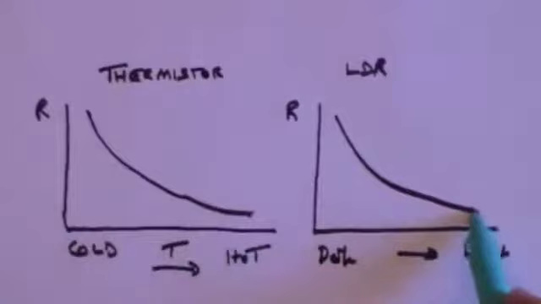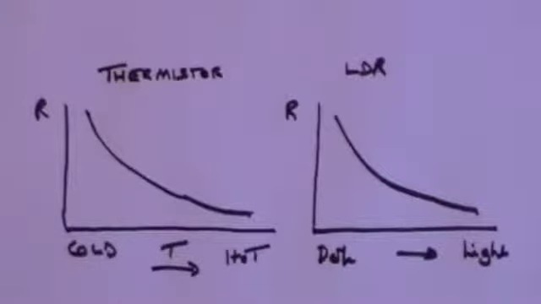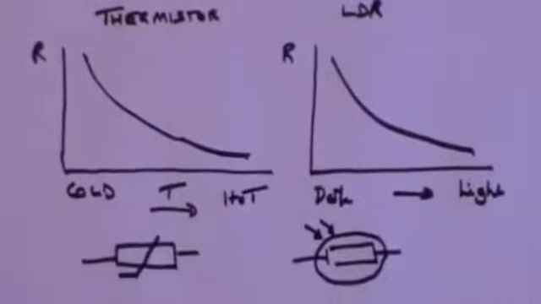Suppose we put one of those devices in a circuit. We'll take a thermistor, but it would work equally well with the other one. Incidentally, just to remind you of the symbols in the circuit: this is the symbol for a thermistor. The symbol for a light-dependent resistor looks something like this, with the light coming in. That's the thermistor, that's the light-dependent resistor.